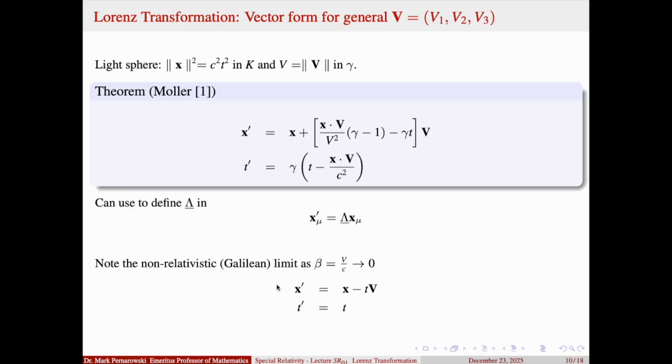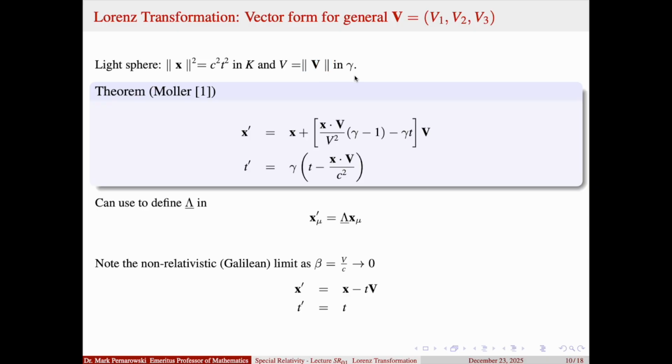Next, let's go on to the issue of whether things change if I change the inertial velocity v. We're going to consider the case where the inertial velocity v is in some arbitrary constant direction. You can rederive the transformation formulas if you do everything in vector form. For example, a light sphere here is given by this norm squared equal to c squared t squared in K, where v, this non-boldface v, is the length of the vector v.